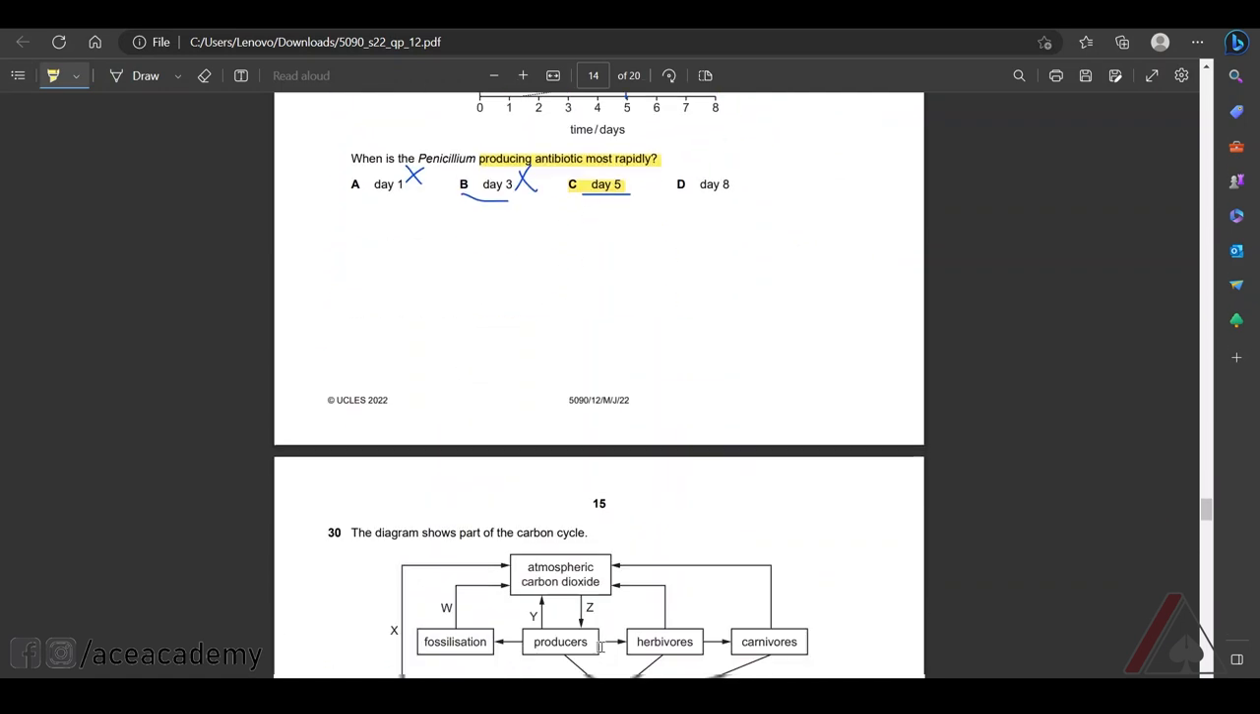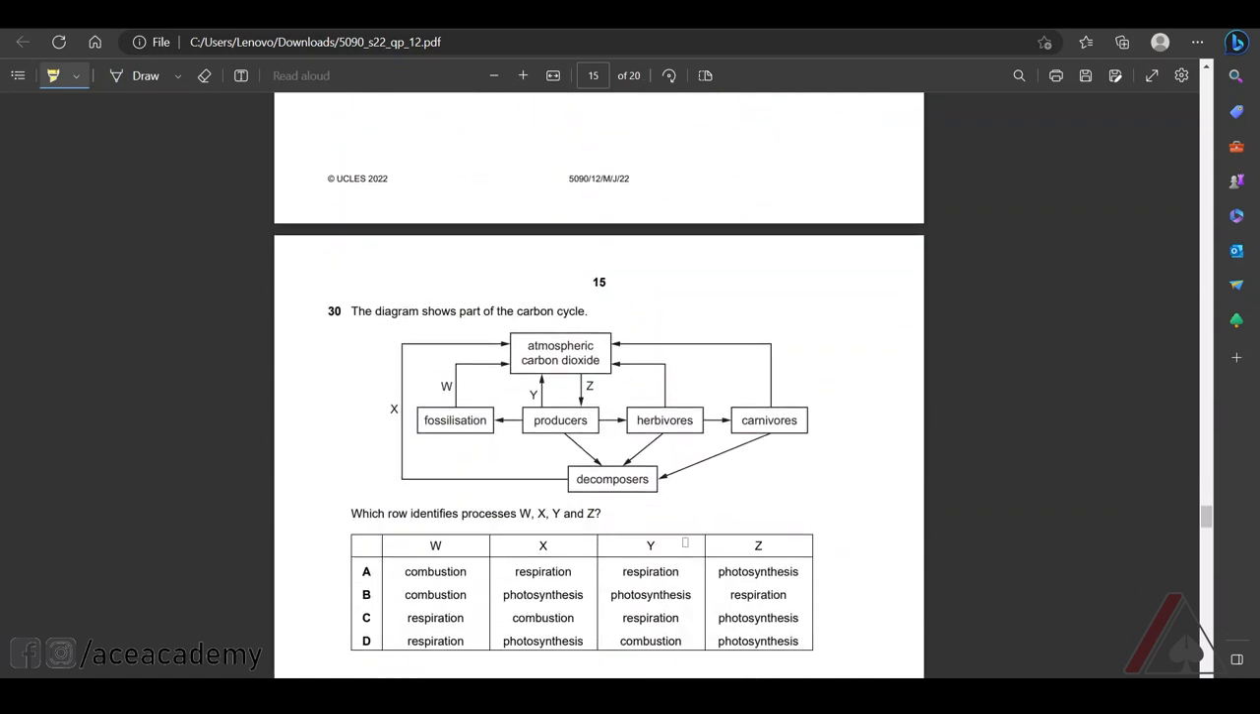Now, number 30. The diagram shows part of the carbon cycle. Look at this diagram. Which row identifies processes W, X, Y, and Z? Now let's start with Z first. In Z, atmospheric carbon dioxide is used by producers, which are technically plants. There's only one process which uses carbon dioxide in living plants and other producers. That is photosynthesis. So Z should be photosynthesis.